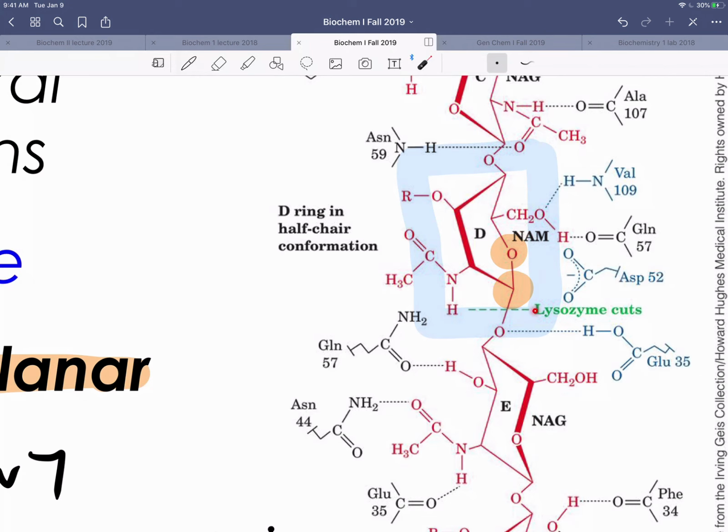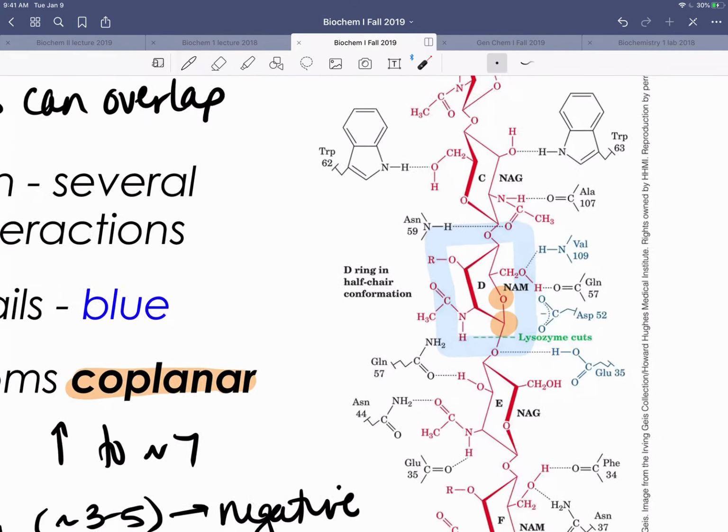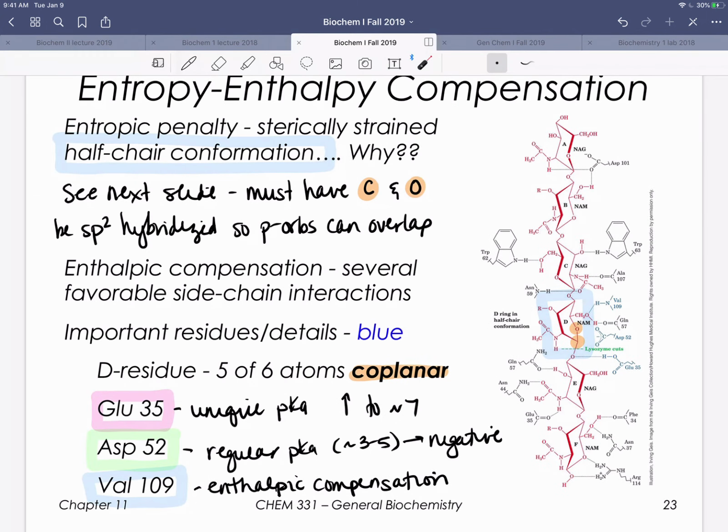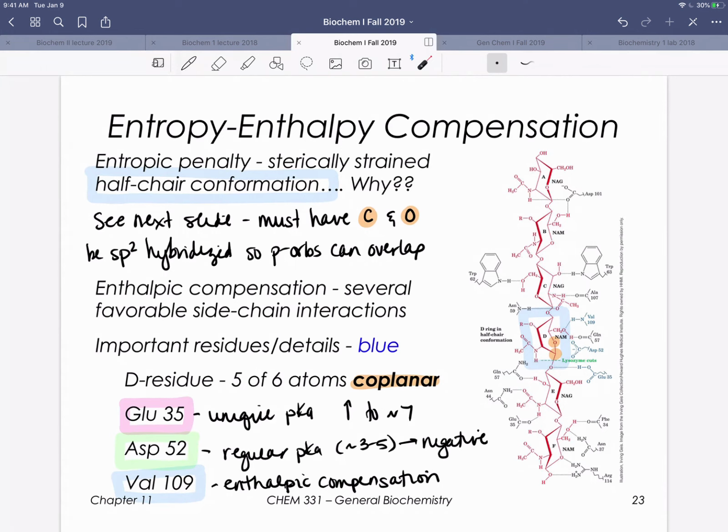So this is entropically unfavorable, so we must have some enthalpic compensation. That enthalpic compensation comes through a few residues, this valine in particular, that helps to hydrogen bond and stabilize that sterically strained half-chair conformation. So again, we have this strained half-chair conformation because we need orbital overlap between these 2 atoms in order to stabilize the transition state that we're going to have. We're going to see that on the next slide. But we're compensated because we've got several favorable side chain interactions here that help to stabilize that.